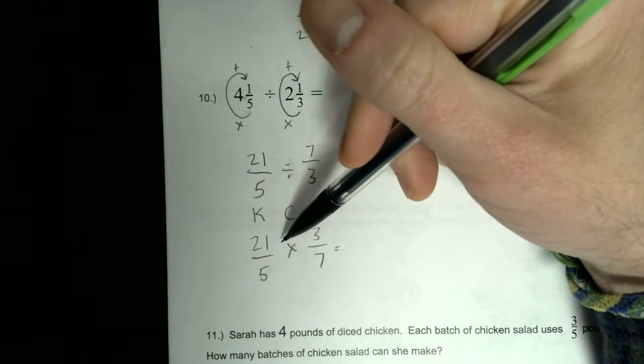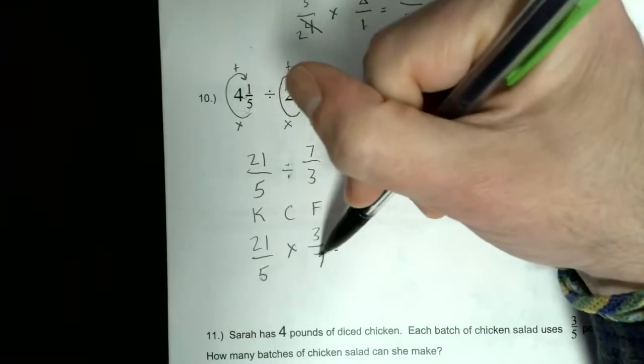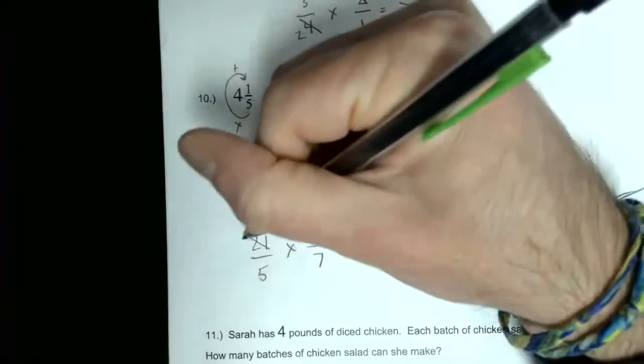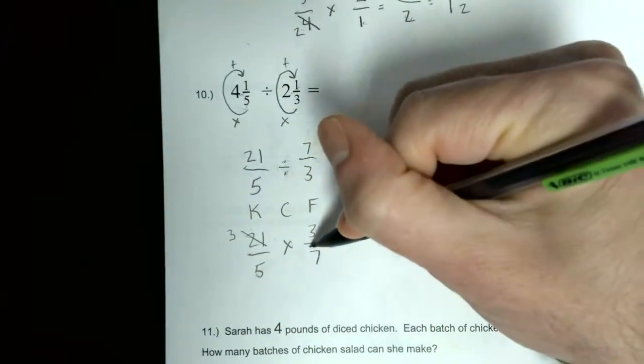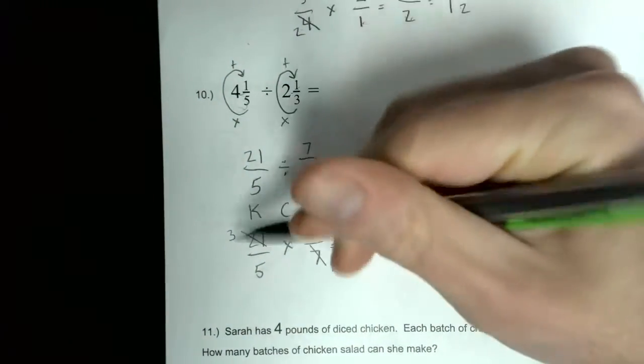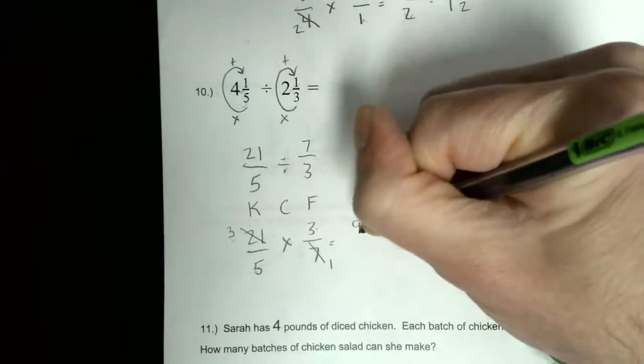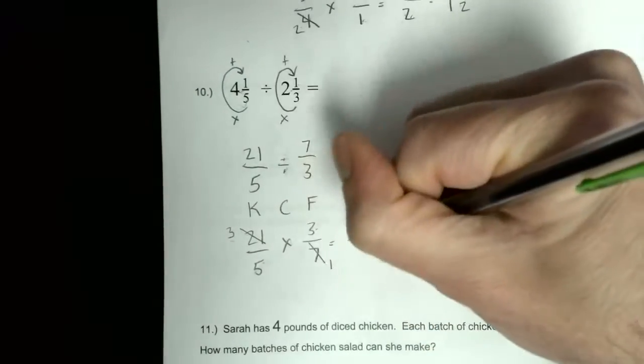So instead of dealing with 63/35, we can do something easier. We can divide them both by 7. 21 divided by 7 is 3. 7 divided by 7 is 1. 3 times 3, that's all we can do, by the way. 3 times 3 is 9. 5 times 1 is 5.